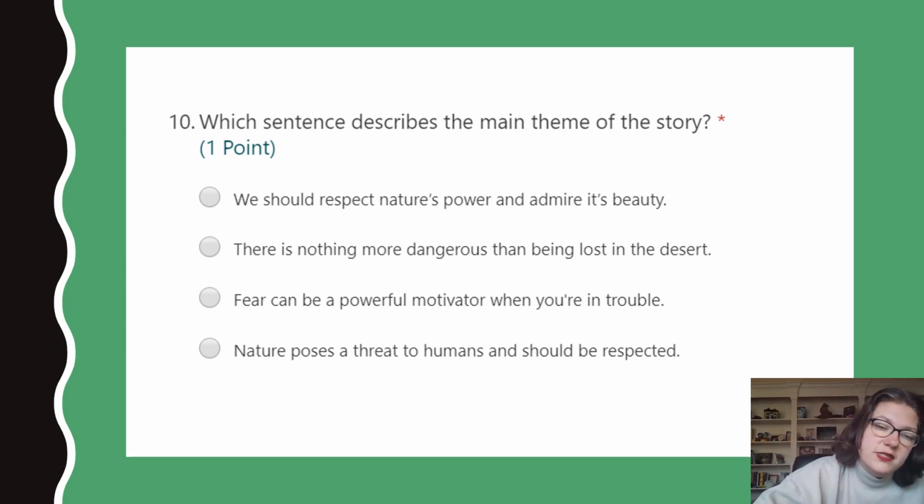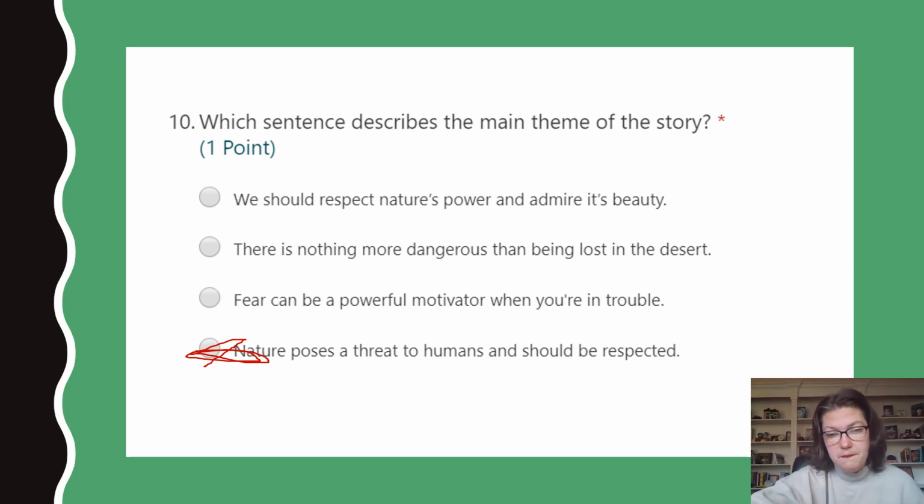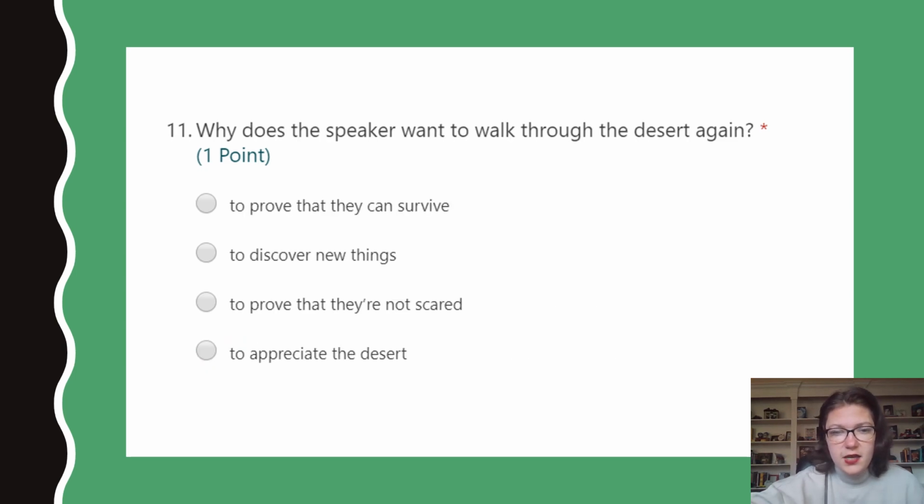So I'll tell you this, it is not this one, right? Now I believe that that's a true statement, but that's not what the story is telling us, right? Just because it's true doesn't mean it's true about this story. So we need to think about what could be true about this story in itself. And then, why does the speaker want to walk through the desert again? Does she want to prove that she can survive, to discover new things, to prove they're not scared, or to appreciate the desert? You can do this one on your own, but I know you can do a good job.